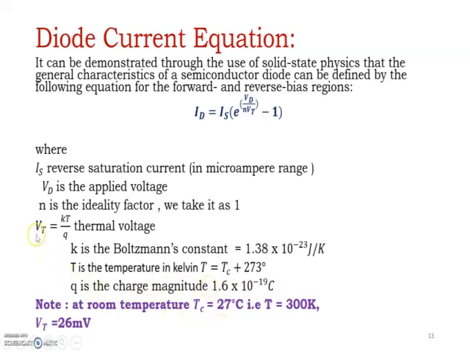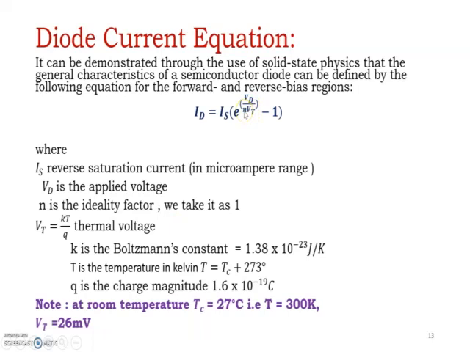Note that this is a frequent problem, because the question will be coming at room temperature. At room temperature we will take the temperature Tc as 27 degrees Celsius. So what is T? 27 plus 273, it is 300 Kelvin. If you substitute Boltzmann constant K, temperature 300 Kelvin, divided by Q 1.6 × 10 power minus 19, on solving everything we will be getting 25.8. We are rounding off to 26 millivolt. This is a constant value, you have to remember. Mostly the question is coming at room temperature, which means straight away you can put Vt as 26 millivolt.